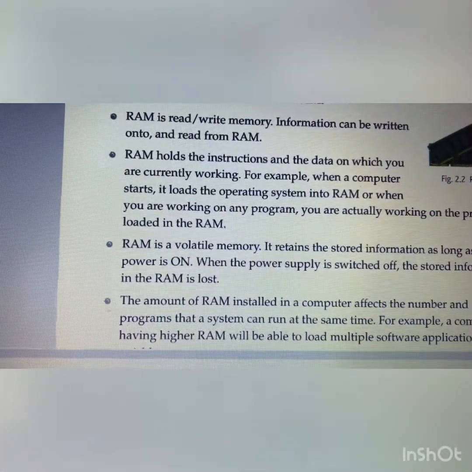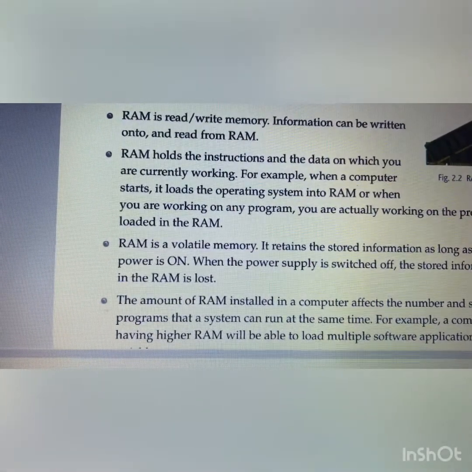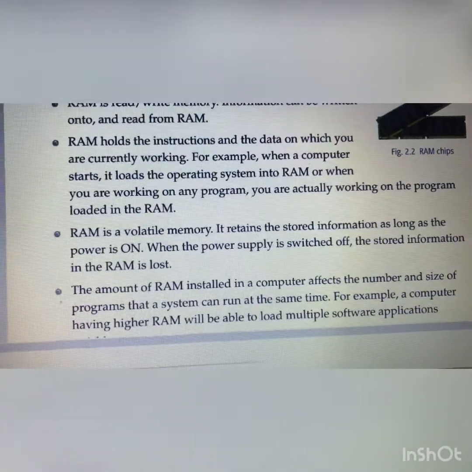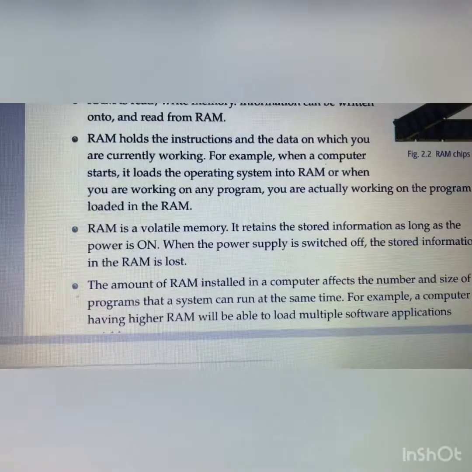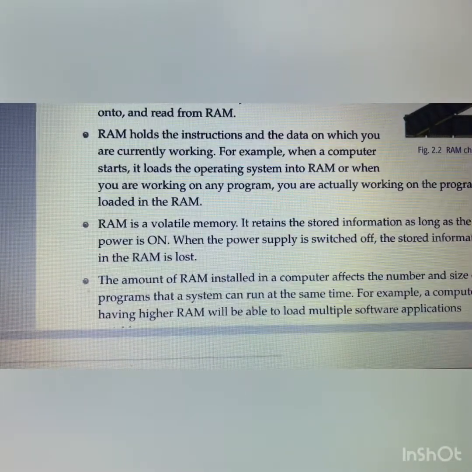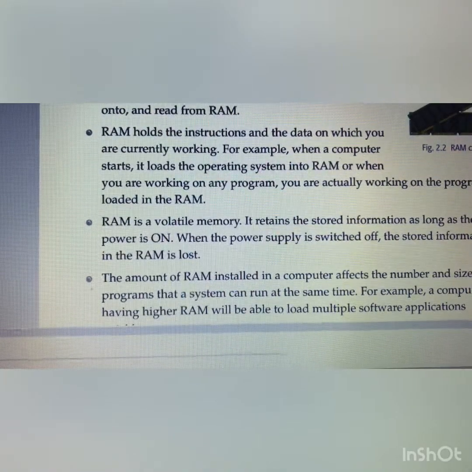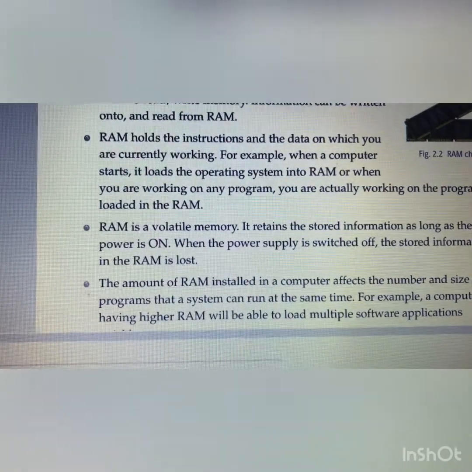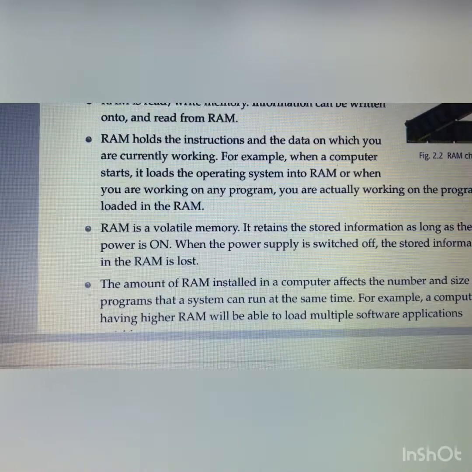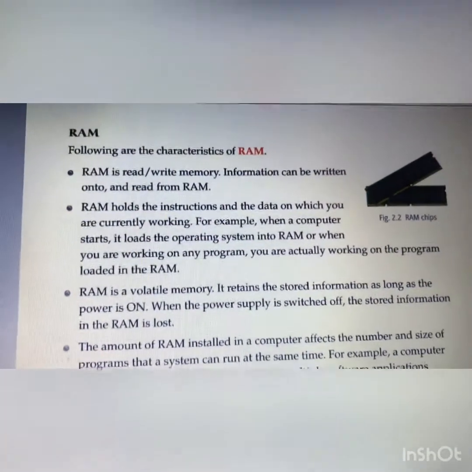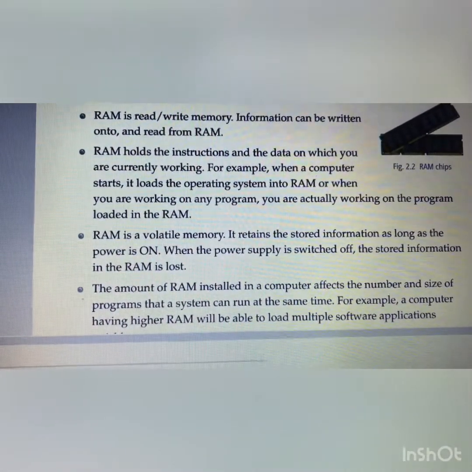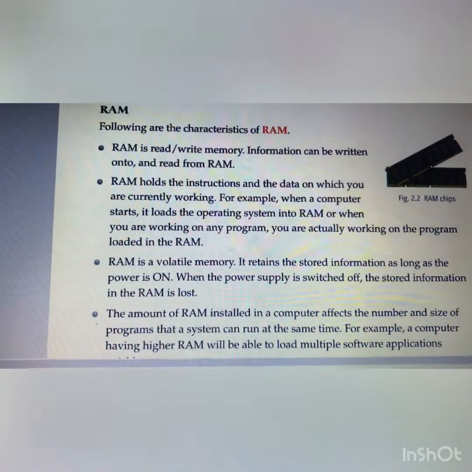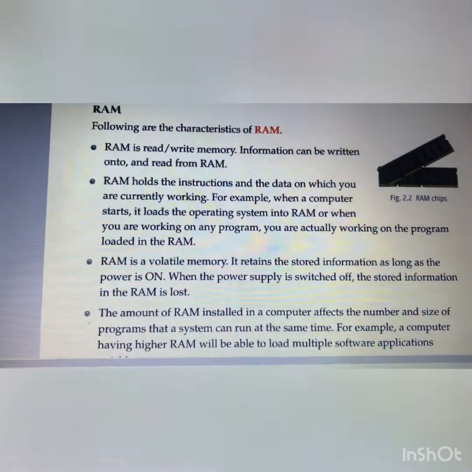For example, when the computer is on and the supply goes off, the computer shuts off. So all the work in RAM gets lost. RAM is volatile memory. The amount of RAM installed in a computer affects the number and size of programs that the system can run at the same time. RAM is a memory that can store things temporarily. Only while the computer is on does it run, and the work is saved in the RAM.